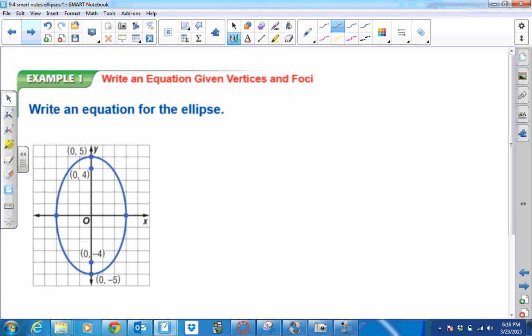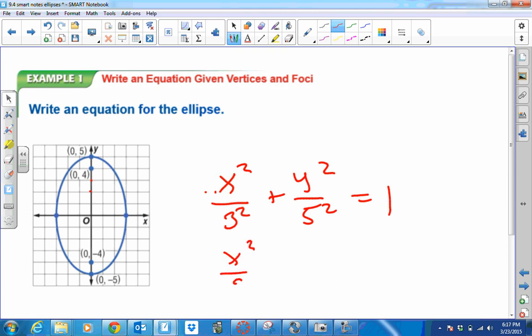If I were to look at this ellipse, how far does it go in the x direction? You can see my cursor here. It goes 1, 2, 3. So in the x direction, it goes 3 squared. In the y direction, it goes 1, 2, 3, 4, 5. And I would want to simplify this to x squared over 9 plus y squared over 25 equals 1.